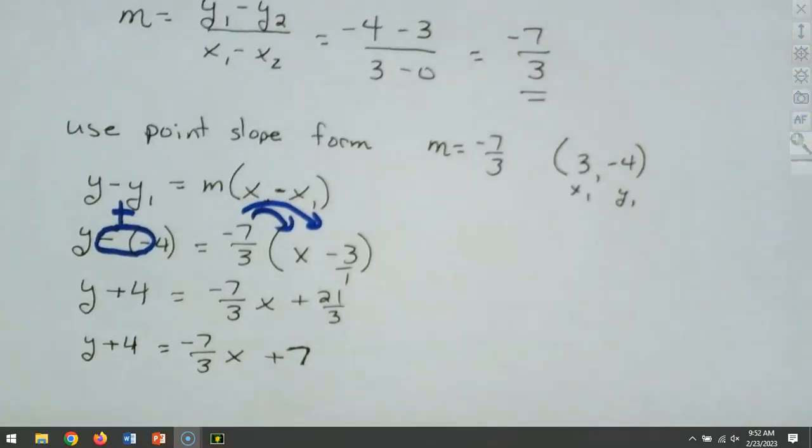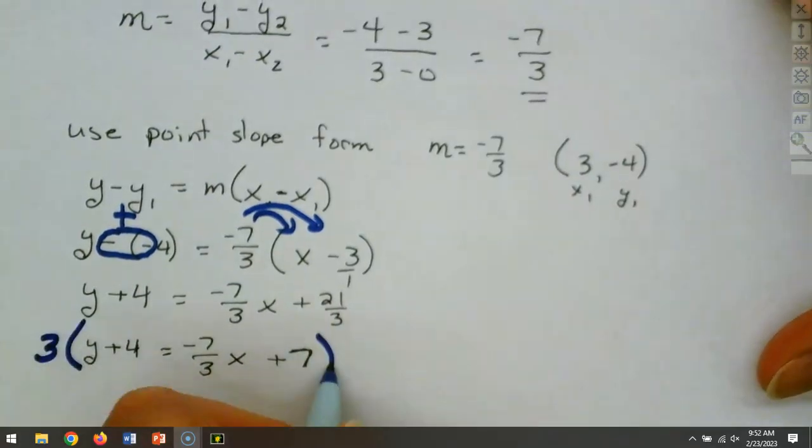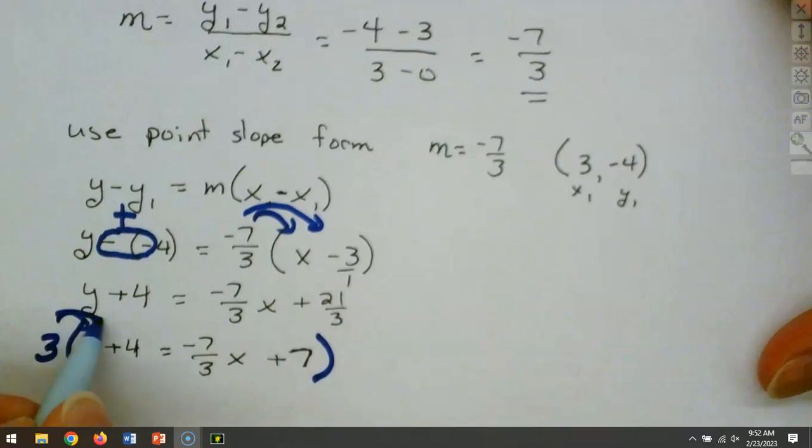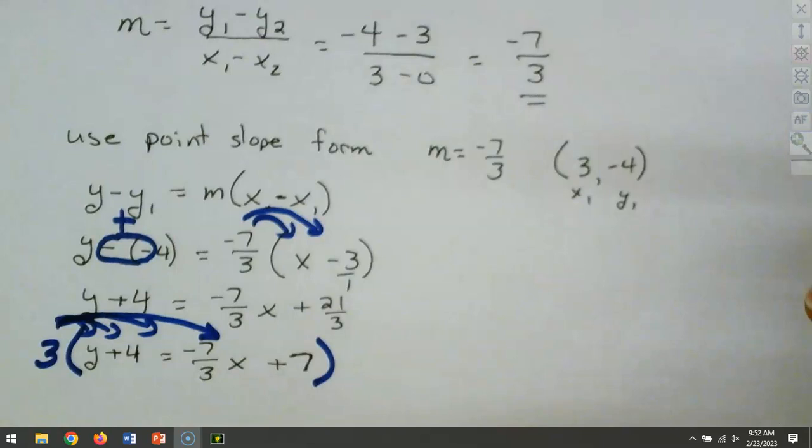Now, how do we want to write our answer? Because we have to be careful. All right, we want to write our answer in what? In this case it says, standard form. So, can we have fractions at all in standard form? No. So let's go ahead and multiply all of this by 3 to clear out our fractions here. And then we'll just simply move the x over, and then we'll be done.